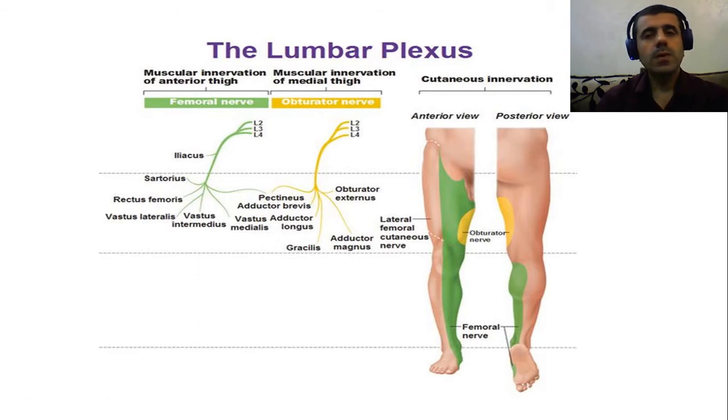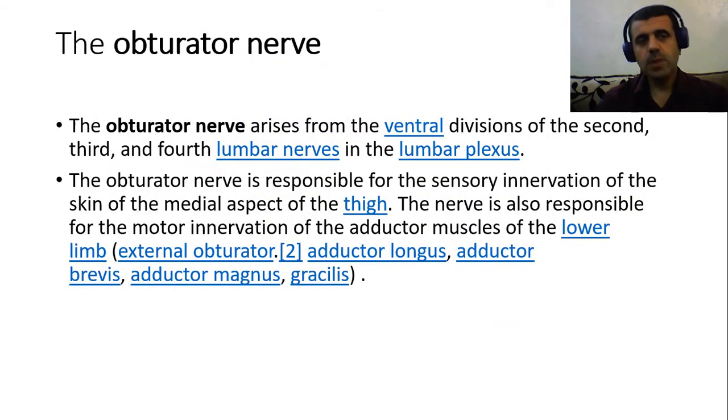Now, this is about the femoral nerve. What about the obturator nerve? The obturator nerve is the other nerve which comes also from L2, L3, L4 and goes to the lumbar plexus. These are ventral divisions of the L2, L3, L4. So the dorsal divisions, posterior divisions will form the femoral nerve, while the ventral divisions will form the obturator nerve, and also comes from the lumbar plexus.